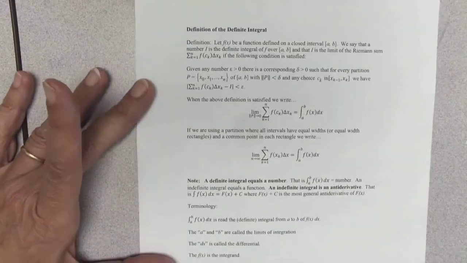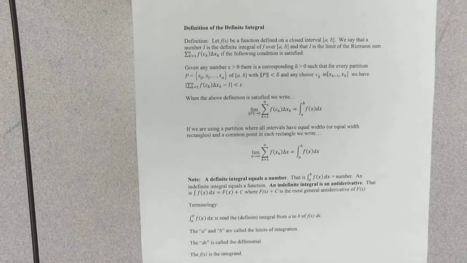Now we get to a definition which you absolutely do not have to memorize. Definition. Let f of x be a function defined on a closed interval a to b.